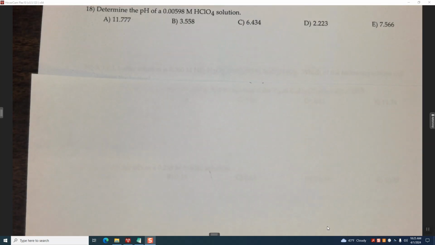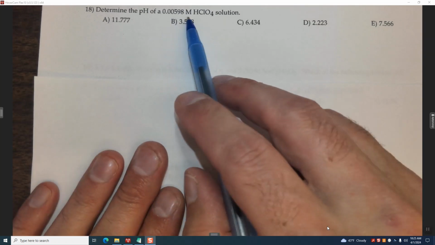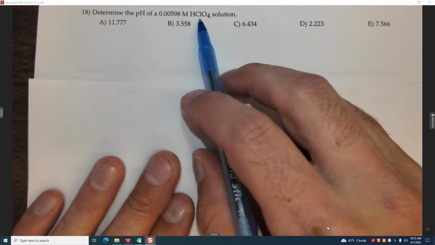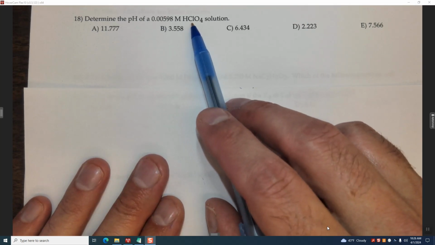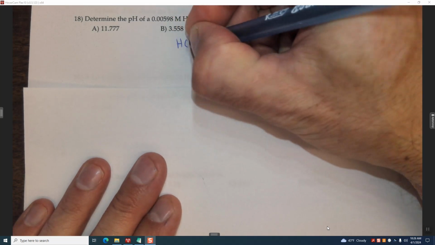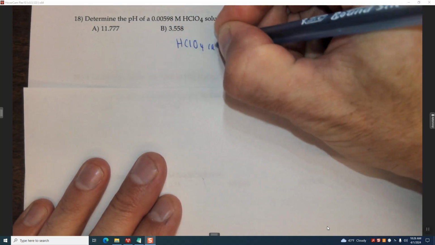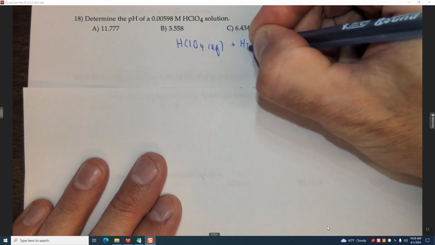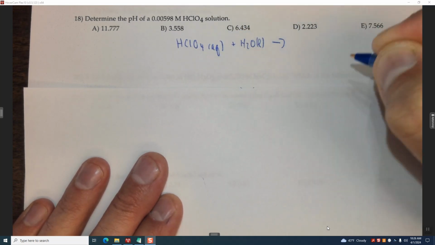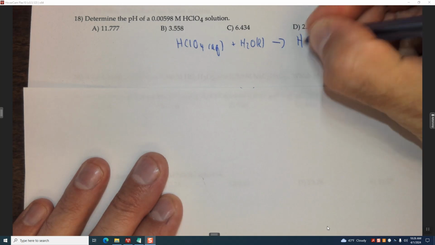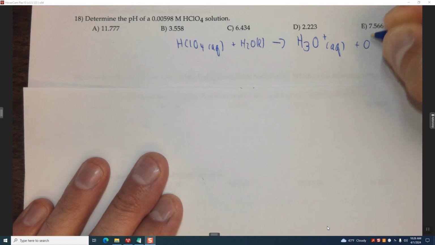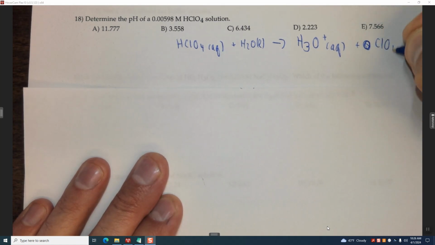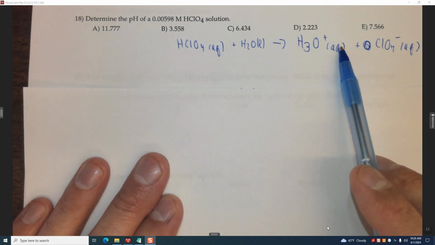It says determine the pH of 0.00598 molar perchloric acid. Hopefully you've had this one. This is a strong acid. This would be the same thing if this was HCl or HBr. HClO4 aqueous, or several others, plus H2O liquid, as I've written in several other questions. This is a strong acid. It's not at equilibrium. It forms H3O+ aqueous plus ClO4- aqueous. So this is a strong acid.